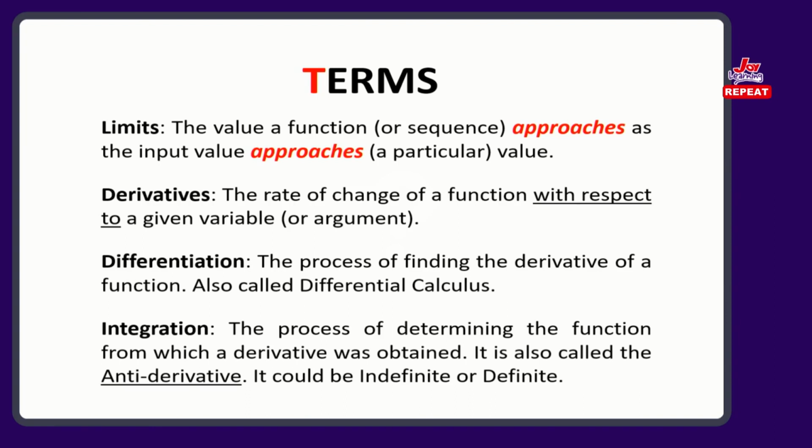Notice that the words are underlined: with respect to. Every time there is a change, it is with respect to something. So your pocket money changes with respect to your parents' income. There is the independent variable, which occurs of its own accord, and there is the dependent variable that occurs because of the other's occurrence or what happens to the other.